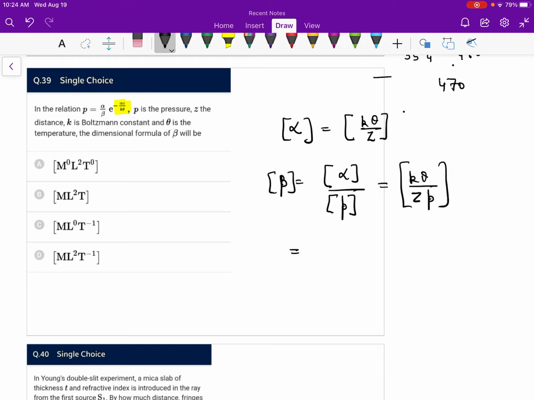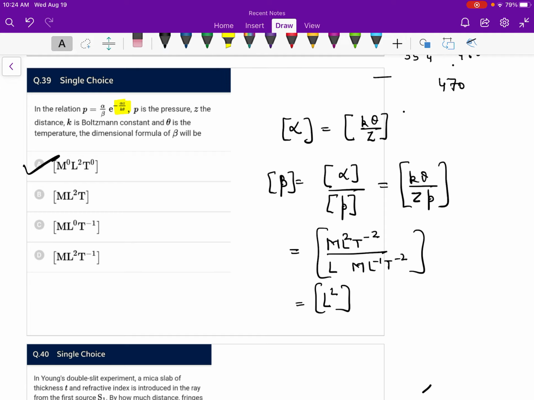So now k theta has the dimension of energy. So this is M L^2 T^-2, z is L, and pressure is force per unit area. So M L^-1 T^-2. So now L^4, this M cancels, T^-2 cancels. So this is L^2. So the dimensional formula is M^0 L^2 T^0.